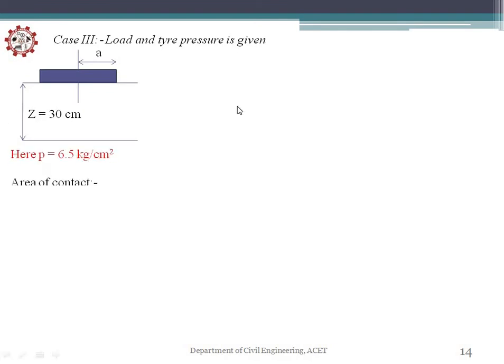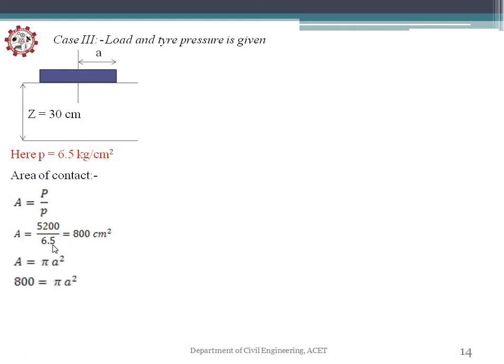So p is 6.5. Area of contact we need to calculate, that is load P upon p. So 5200 upon 6.5, 800. A equals pi into a square. Since your tire pressure is less than 7, A equals pi into a square.